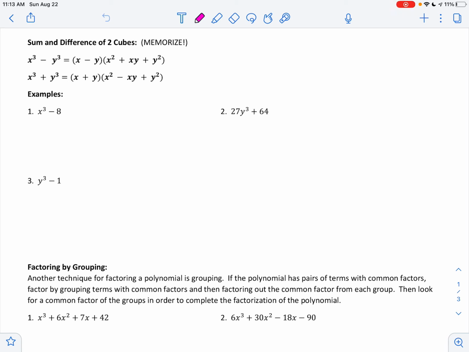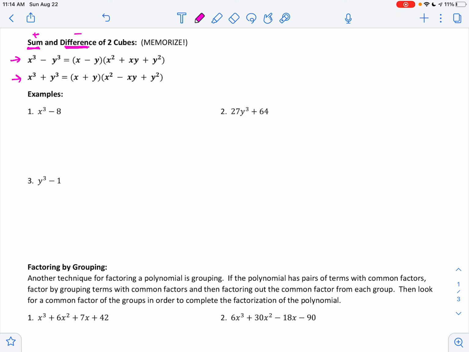In this video, we are going to continue to learn about factoring. First thing that we're going to talk about is a sum and difference of two cubes. Sum is when you are adding, so that would be this rule down here. And difference is when you are subtracting, so that would be this rule right here. Whenever you are doing this, two things are being cubed.